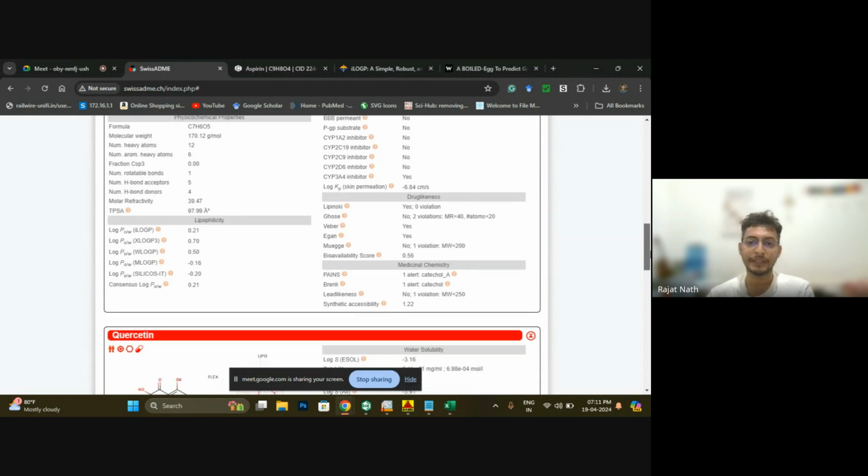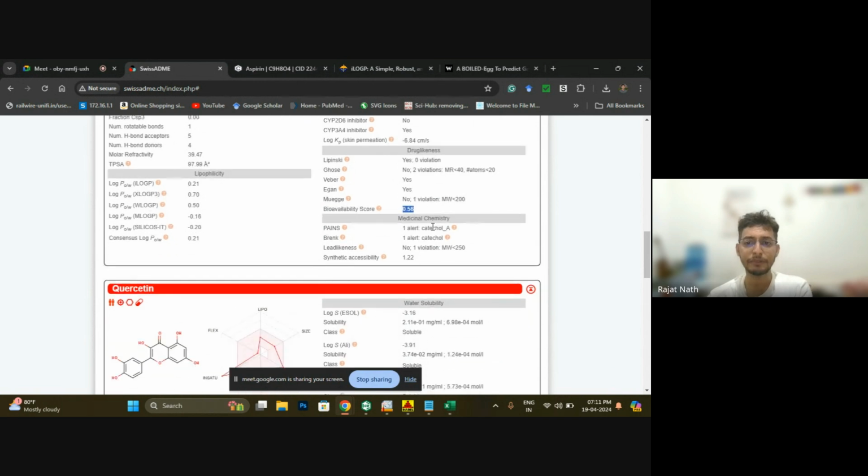Then comes the bioavailability score. What is the meaning of this bioavailability score? After injecting the compound into the biological system, what percent will remain to show the bioactivity of the compound. So 0.56 is a very good score as a bioavailability score. If you consider it in percent, it is 56% of your ligand that will interact with the target and show its bioactivity.